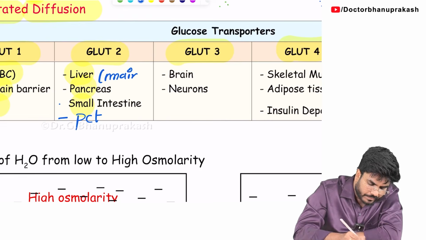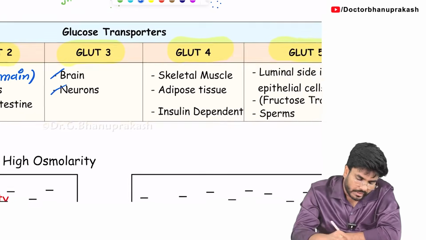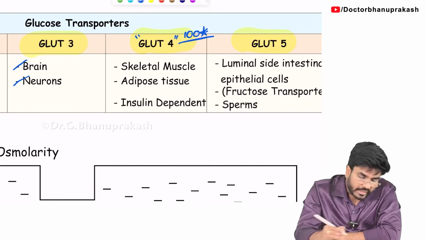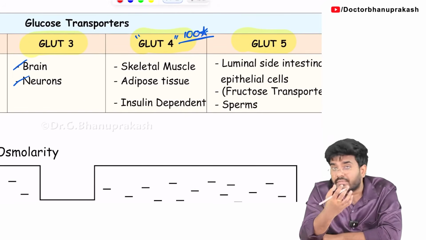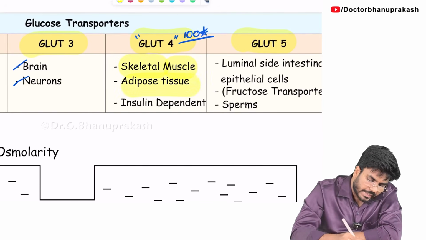Next, GLUT3 is present in the central nervous system. Not that important, you can forget about it. GLUT4 is very, very important. A very, very important MCQ. So, where is this GLUT4 present and where is it moving the glucose? It is present in skeletal muscles and adipose tissue.